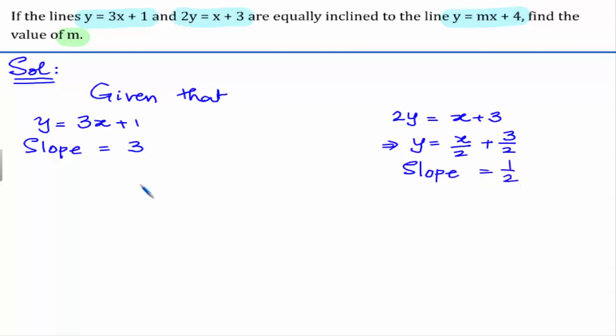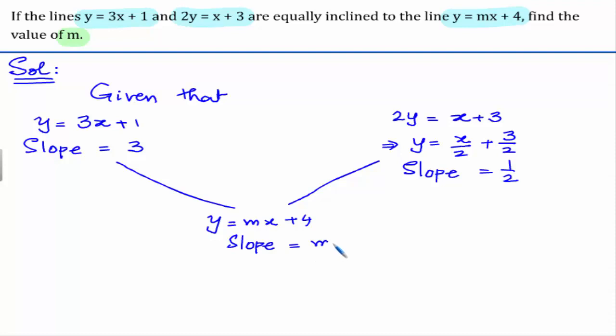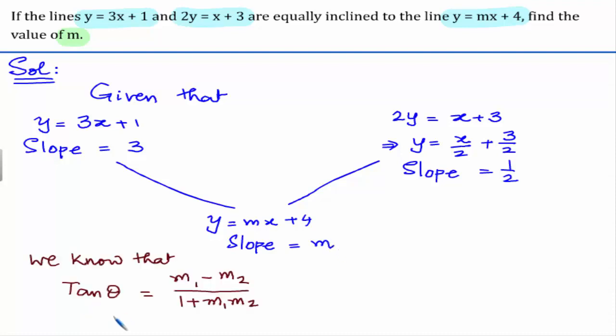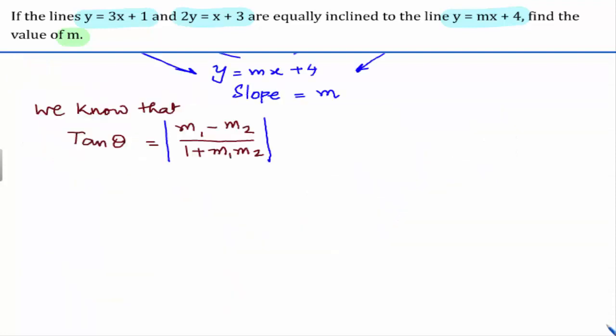Now these two lines are equally inclined with the line y is equal to mx plus 4, and the slope of this line is m. Now we know that tan theta is equal to modulus of m1 minus m2 by 1 plus m1 m2. And the inclination between these two lines is the same, so we can write it using the slopes.